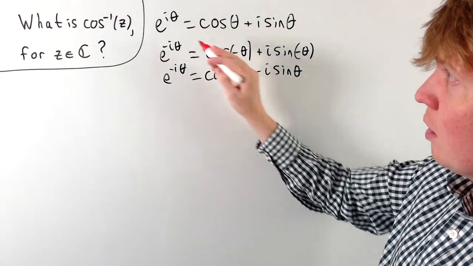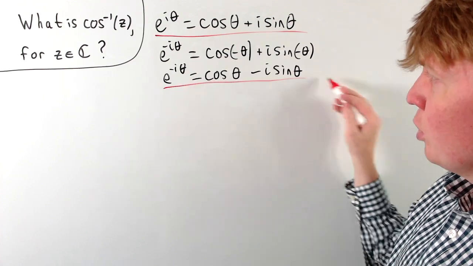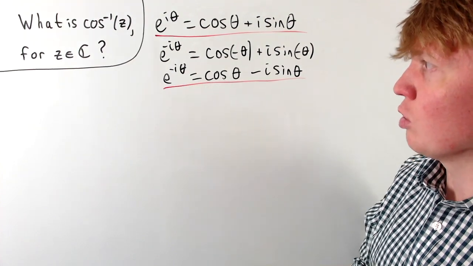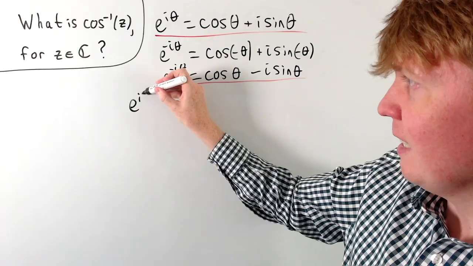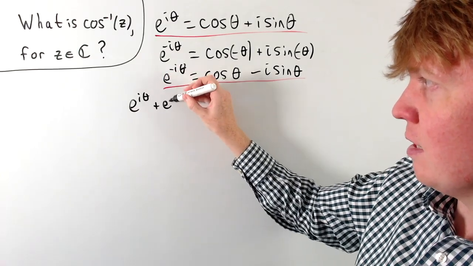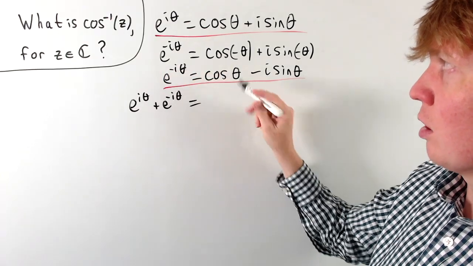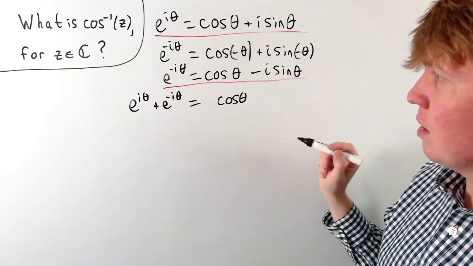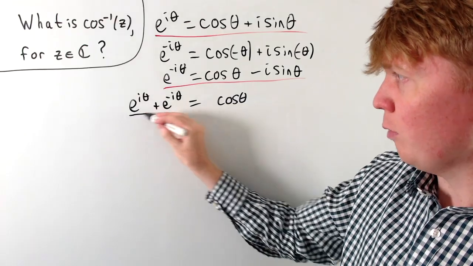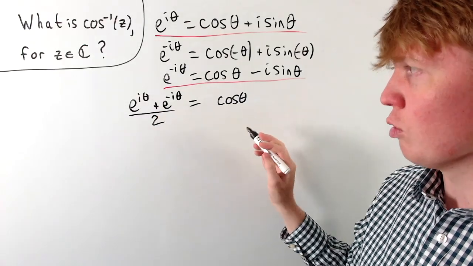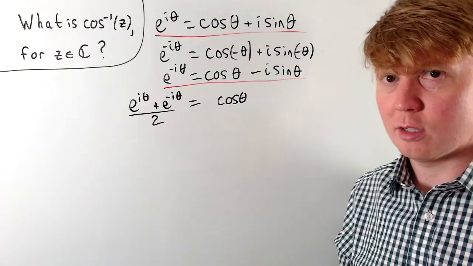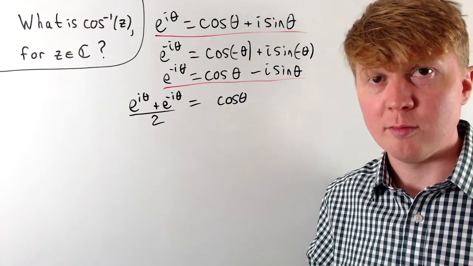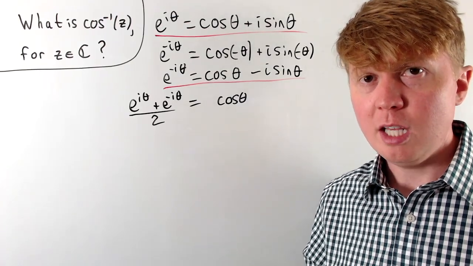And then you can see if we take this first equation and add both sides with this last equation, we're going to get on the left-hand side e to the i theta plus e to the negative i theta, and on the right we get two lots of cos theta, and then our i sine theta terms cancel. But then if we divide through by 2, we've got cos theta on its own. So this gives us a nice exponential form for cosine of theta, which we'll take as our definition now.